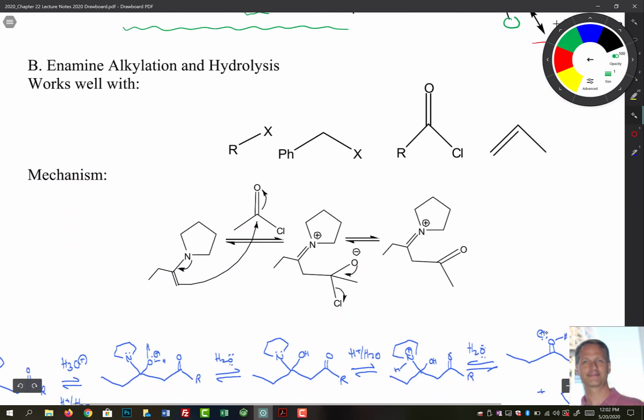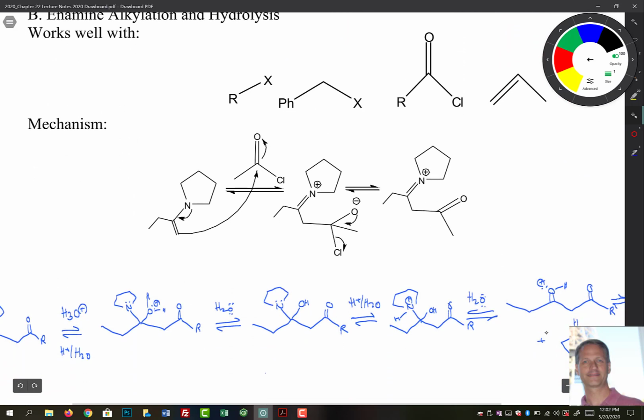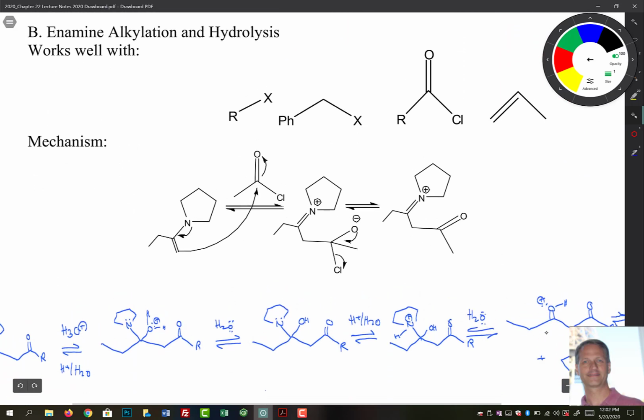So once we form these enamines, these things can react with all sorts of electrophiles, essentially. The one that we saw up in the example that we introduced was an acid chloride. So let's take a look at how that would work.